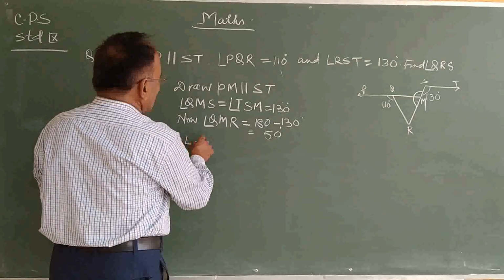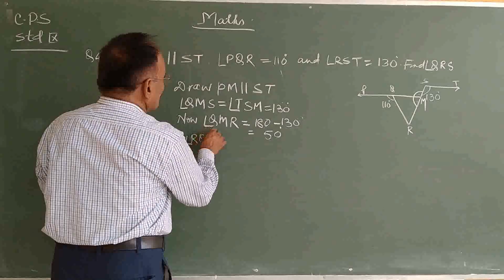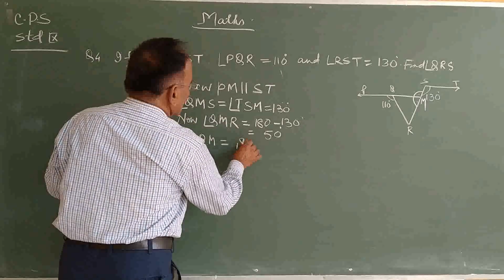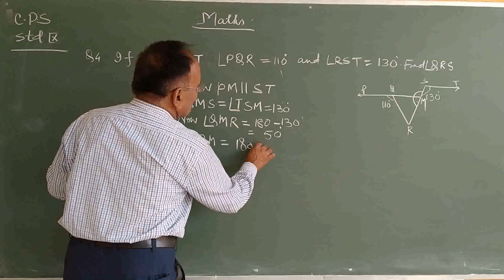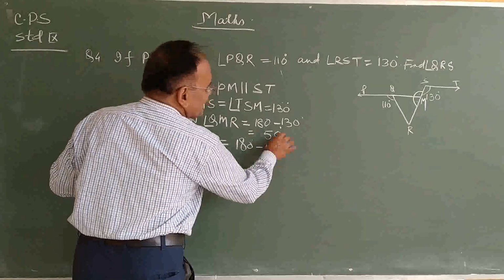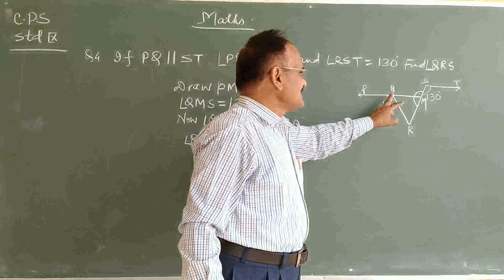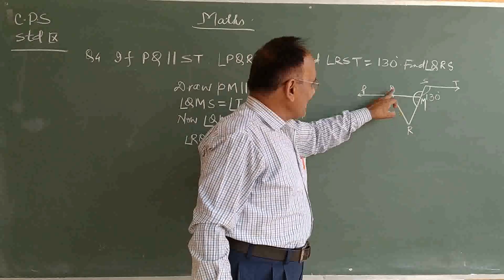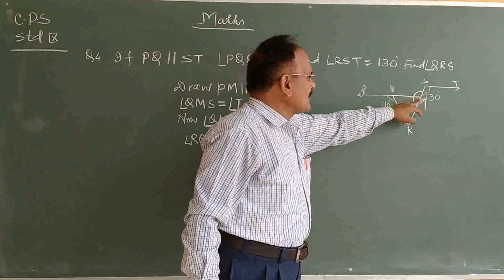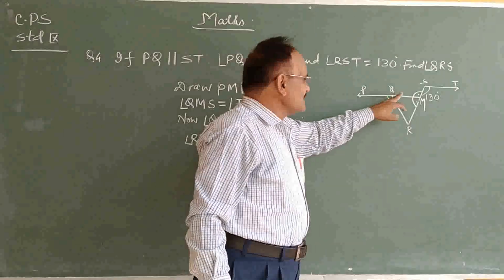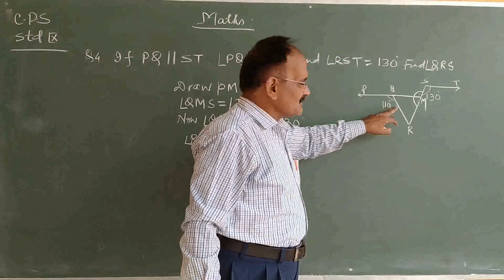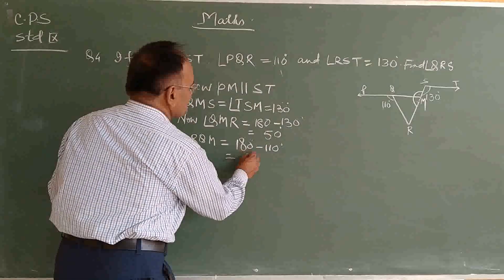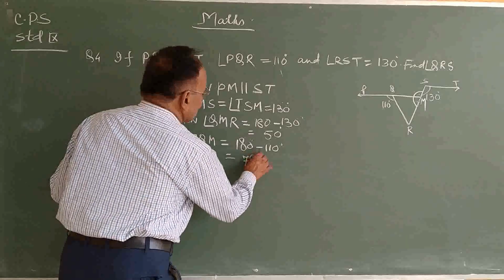And angle RQM is equal to 180 minus 110 degrees. This is also like this. This angle is the given angle PQR, so angle RQM or MQR is equal to 180 minus 110. This is only due to linear pair. So it is 70 degrees.